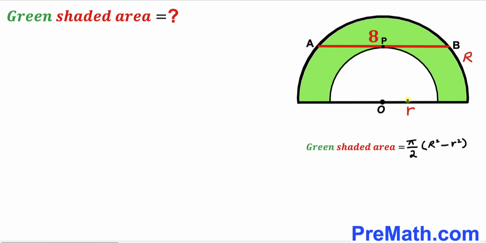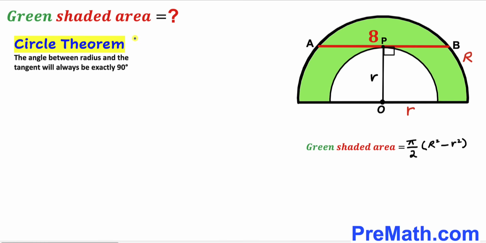Here's our next step. I am going to connect this center O with this point of tangency P, as you can see. This OP is the radius of this smaller semicircle, so I'm going to label it lowercase r. Now let's recall the circle theorem. According to this theorem, the angle between the radius and the tangent line is always exactly 90 degrees. So this angle is our 90 degree angle, since this is our radius and this is our tangent line.